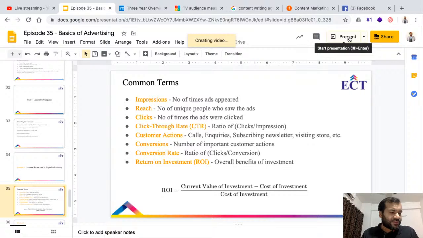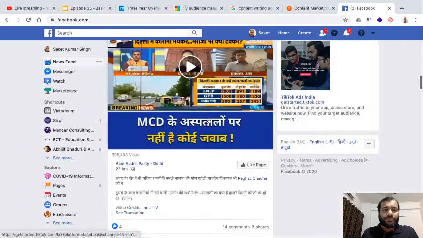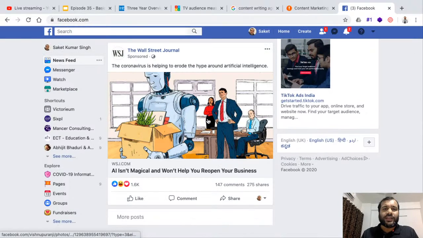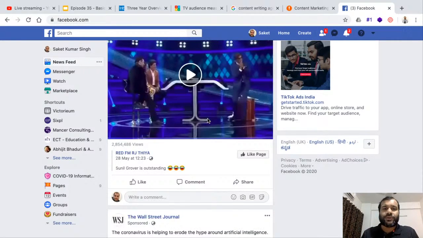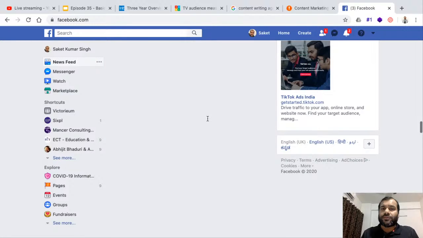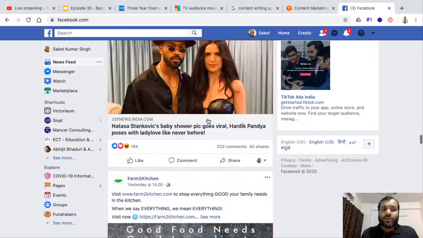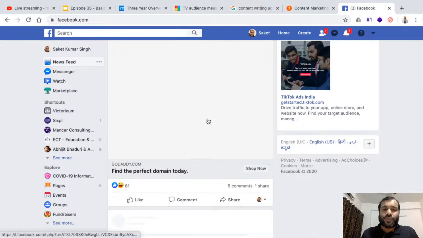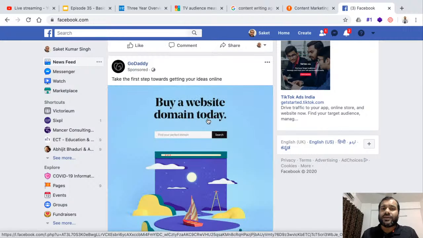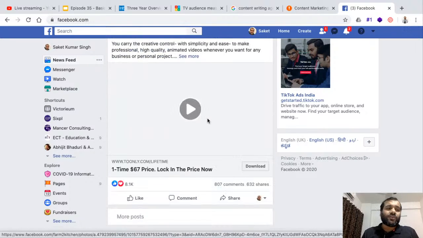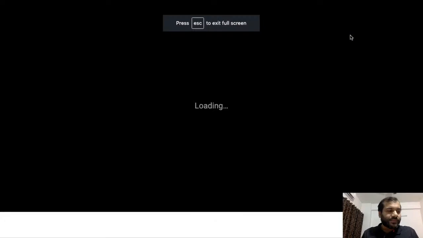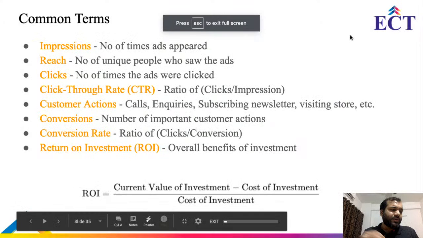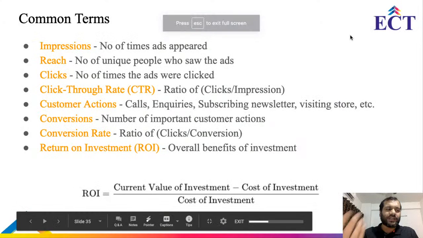Reach is when we just search? No, Devmitra, it is also on Facebook. For example, suppose I'm scrolling down and I did not see any ad. The ad appeared, so that counts as an impression. But if I pause for a moment and see the ad, it becomes reach. So reach is when we see the ad. Impressions are when the ad appeared, whether I saw it or not, that does not matter.